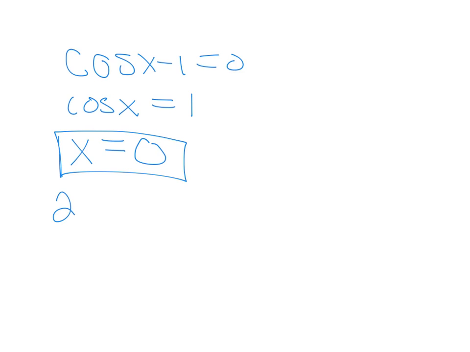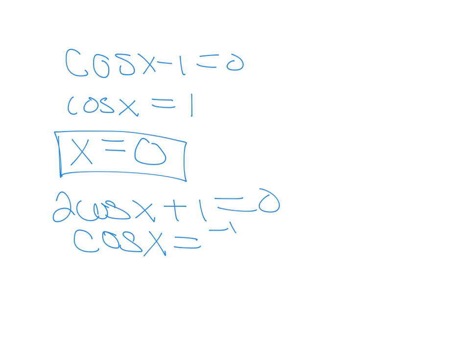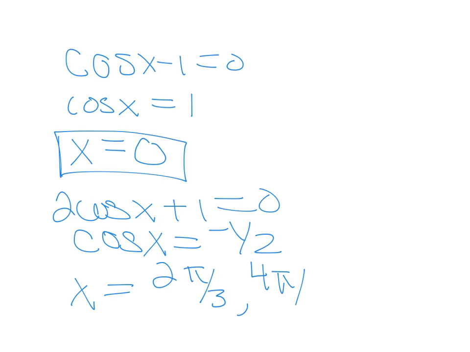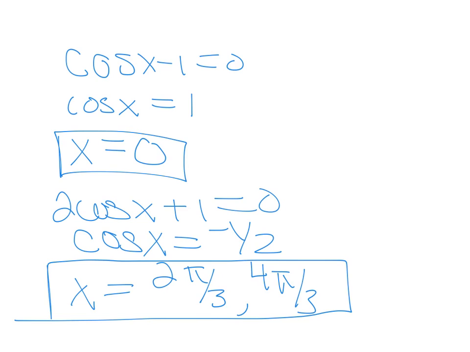The other piece says 2 cosine x plus 1 equals 0. So that means cosine of x has to equal negative 1/2. That happens in the second and the third quadrant. So 2 pi over 3 and 4 pi over 3. And those are the answers for number 19 on page 30.